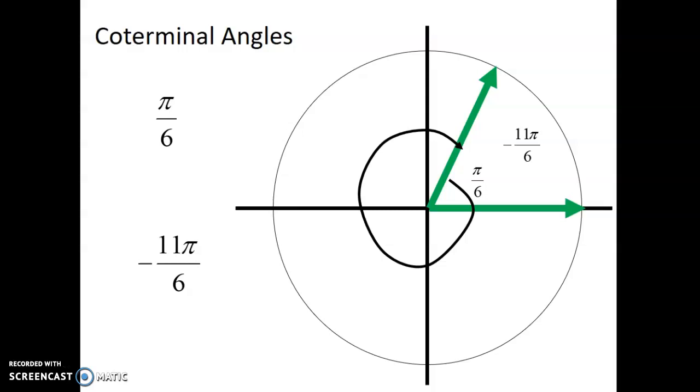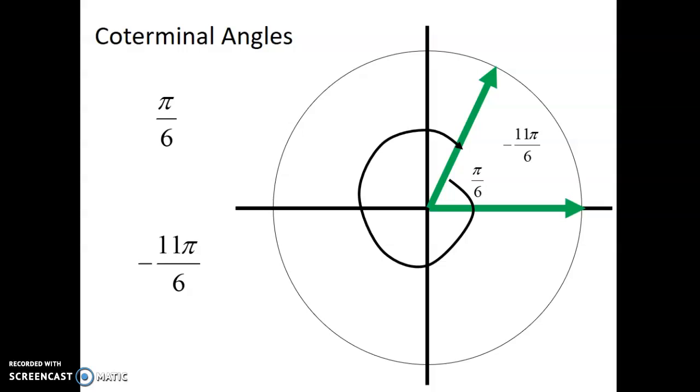Now in your notes, there's a bunch of different radian measures that you're supposed to find the coterminal angles for. So go ahead and pause the video and do that. One of the keys to this is that sometimes you might have to add or subtract 2 pi multiple times to get to the angle you need. So go ahead and try that out, and when you're done, unpause it and we'll continue on.